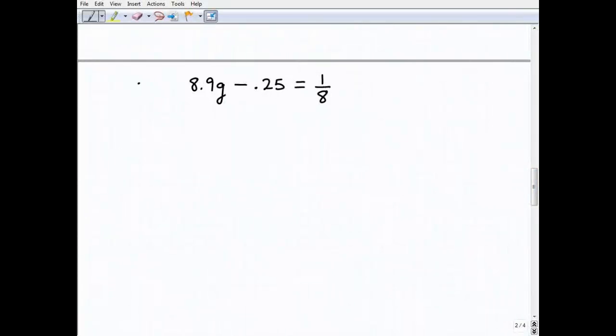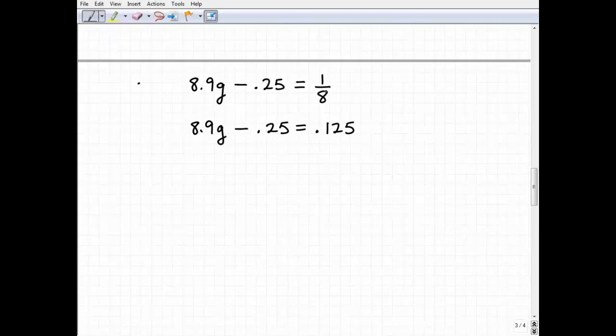So our last problem: 8.9g minus 0.25 equals 1/8. A couple ways you can go. You have decimals and you have a fraction. If you want to take that 1/8 and convert it into a decimal to make it easier, you can do that. 1/8 as a decimal is 0.125. So let's rewrite the equation as 8.9g minus 0.25 equals 0.125. How do you convert a fraction to a decimal? You simply divide the numerator by the denominator, and you have the decimal version of that fraction.